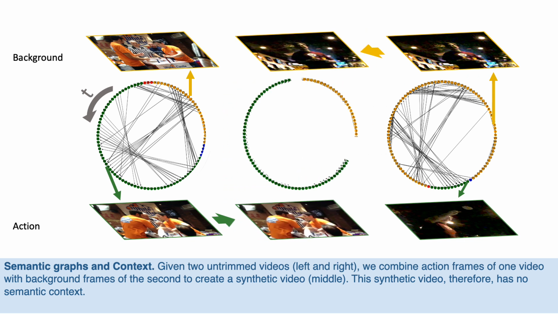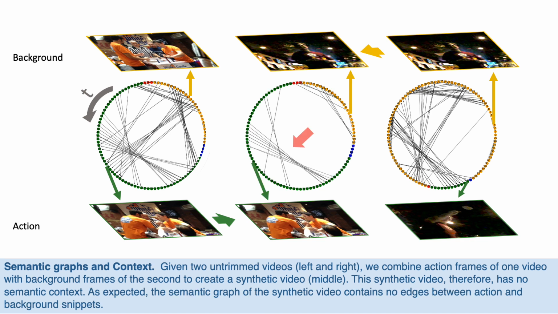This is an illustration of semantic graphs and context. Given two untrimmed videos, the one on the left and the one on the right, we combine action frames of one video with background frames of the second to create a synthetic video, which is in the middle. The synthetic video, therefore, has no semantic context. As expected, the semantic graph of the synthetic video contains no edges between action and background snippets.